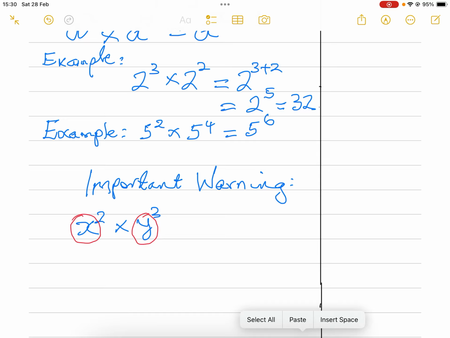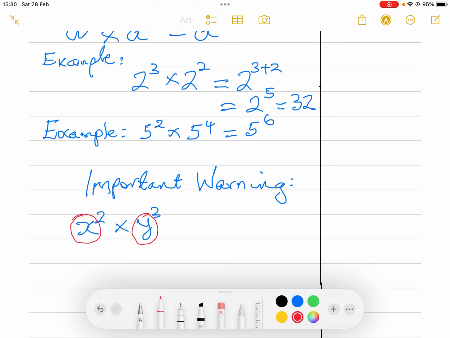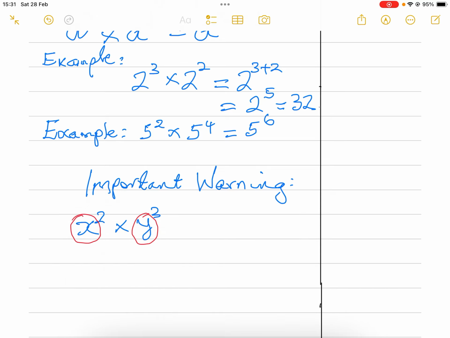Remember that the bases are x and y. They are different. So you cannot add 2 plus 3. You can only add 2 plus 3 when you have the same base. Take note of that. That is very important. Because the bases are different, the answer remains x raised to power 2 multiply y raised to power 3. There is nothing you can do about the solution.